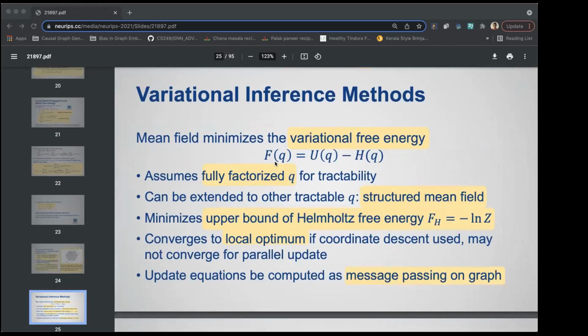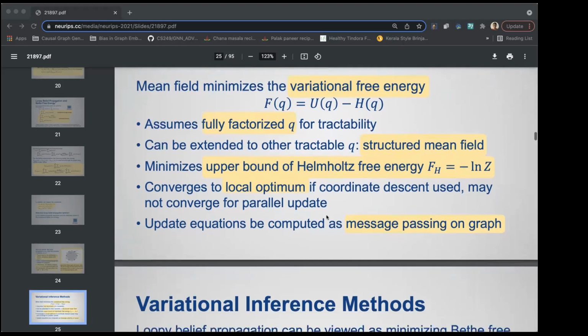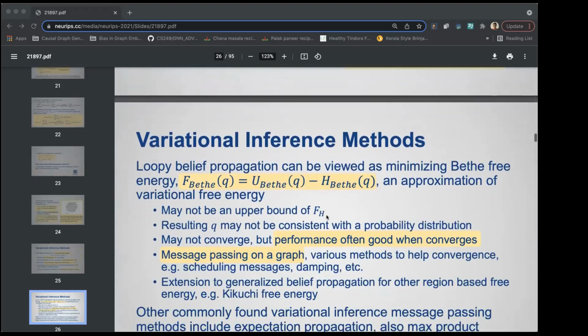So just a summary of these variational inference methods. The mean field minimizes the variational free energy. It assumes a fully factorized Q for tractability. It can be extended to other tractable Q. It minimizes the upper bound of the Helmholtz free energy. It converges to a local optimum if coordinate descent is used, and it may not converge for parallel update. And the update equations, as we saw, can be computed as message passing on a graph.